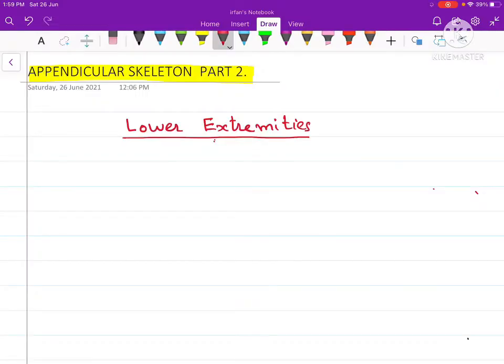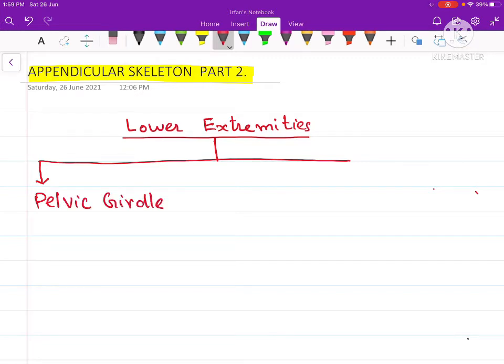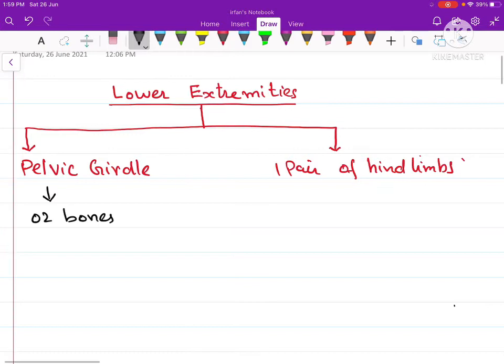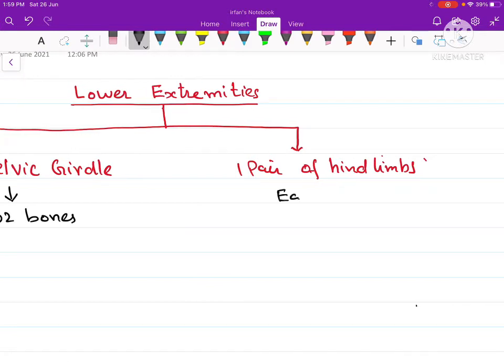Hello friends, in this video we are going to learn about the bones of the lower extremities. Our lower extremities are formed of two components. The first component is called the pelvic girdle, and the second component is represented by one pair of hind limbs. The pelvic girdle is formed by the fusion of two bones, while each hind limb has three parts.